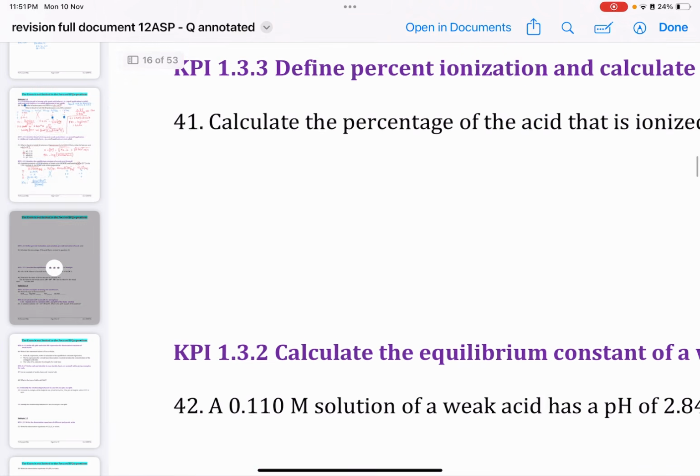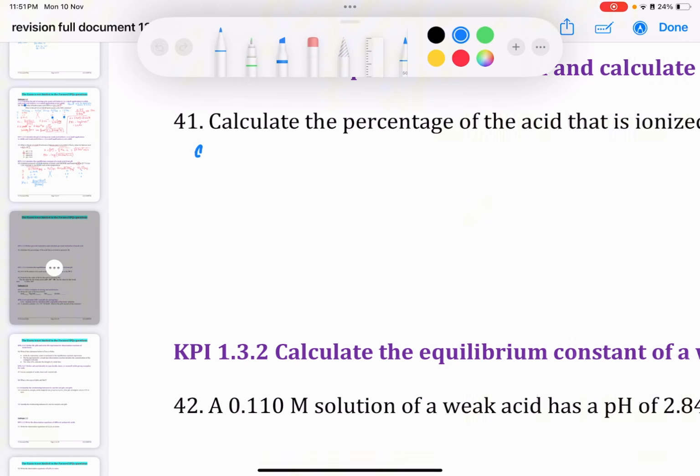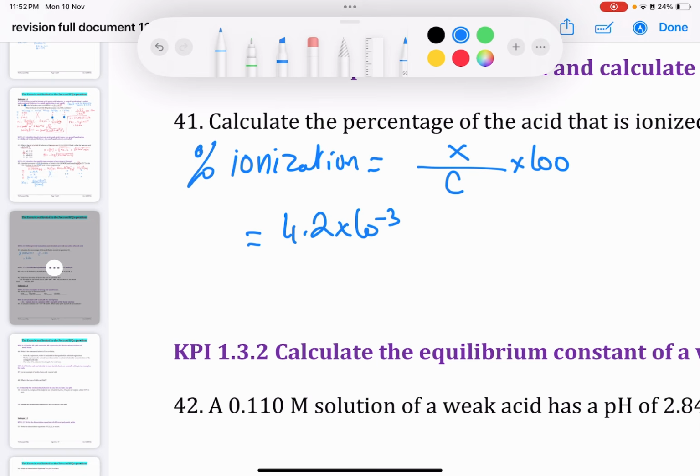So I'm going to write over here percent ionization is equal to x over c multiplied by 100. So it is 4.2 times 10 to the power negative 3 over the given concentration of the acid, and that is 4.2%. That is a weak acid because the ionization is less than 5%. Always, whenever the ionization is less than 5%, we can ignore this x because it's a weak acid.